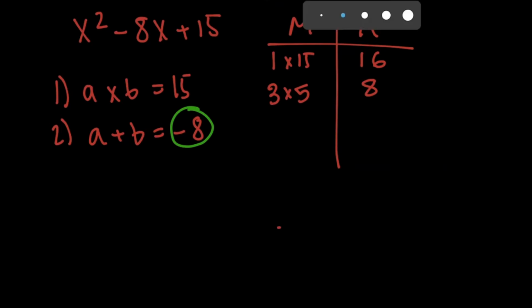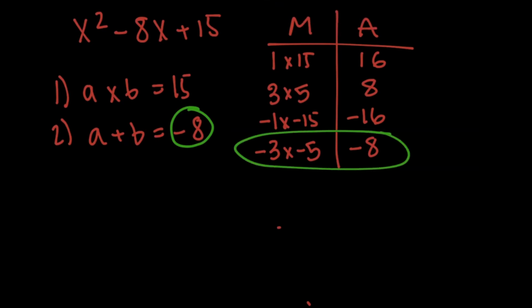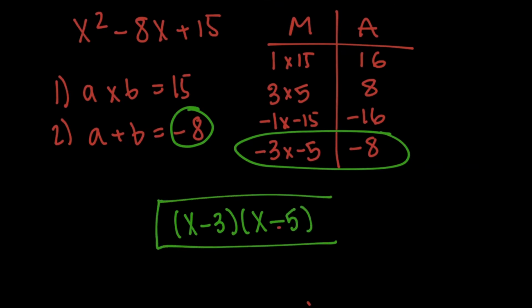But these aren't our only factors of positive 15. We also have negative 1 and negative 15 because the multiplication of two negative numbers is a positive. And negative 3 and negative 5. If we add these together, we get negative 16 and negative 8. You can see here that this solution meets our requirements. And so we can write our final answer as x minus 3 times x minus 5.